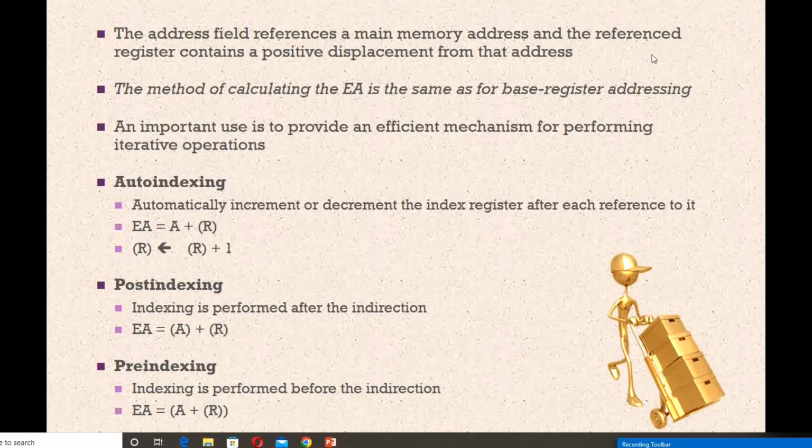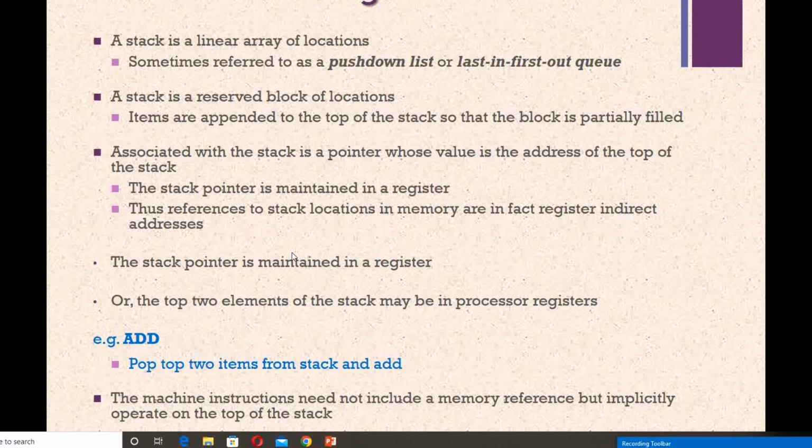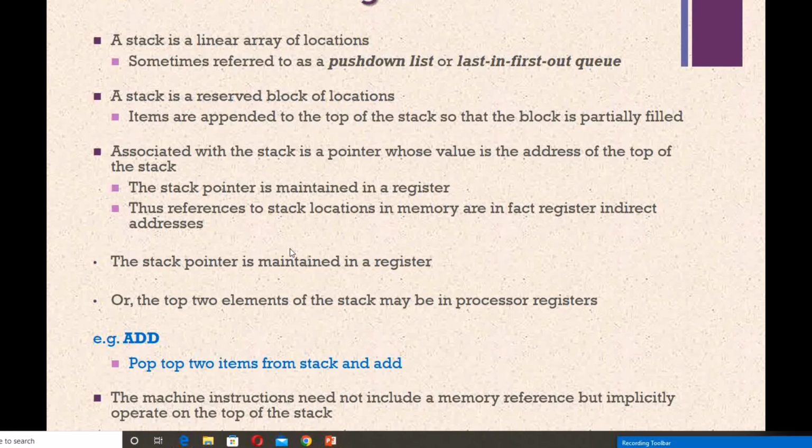Stack addressing: a stack is a linear array of locations, sometimes referred to as a push down list or last in first out queue. A stack is a reserved block of locations. Items are appended to the top of the stack so that the block is partially filled. The stack pointer is maintained in a register. For example, pop the top two items from the stack and then add them. The machine instructions need not include a memory reference but implicitly operate on the top of the stack. In this example, you see how it works.